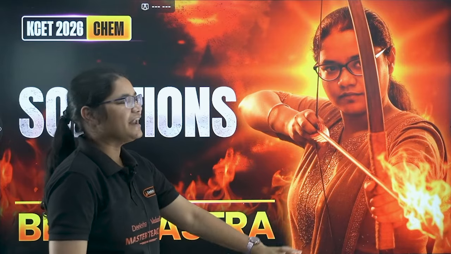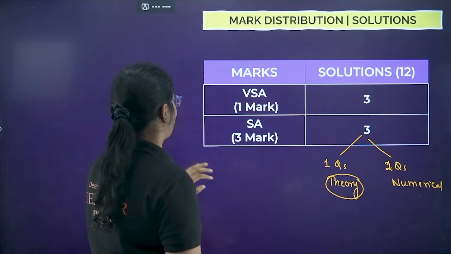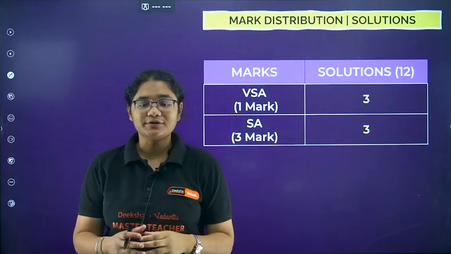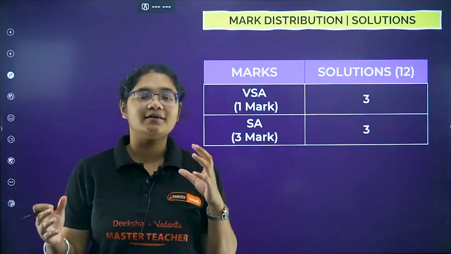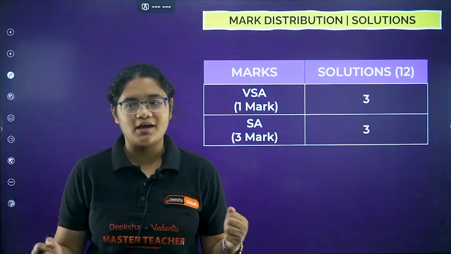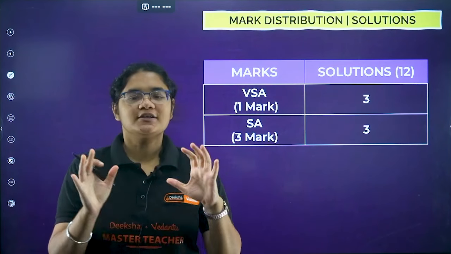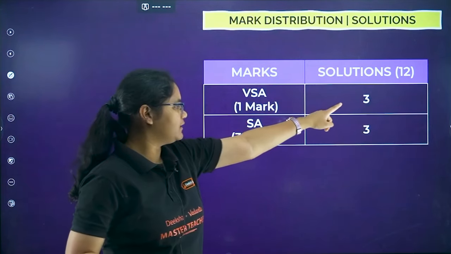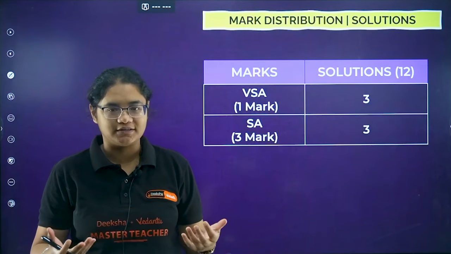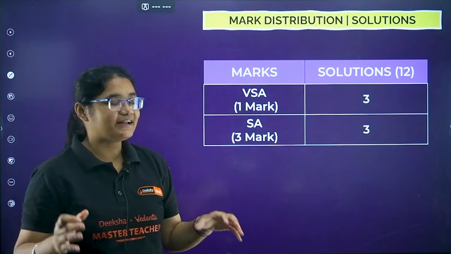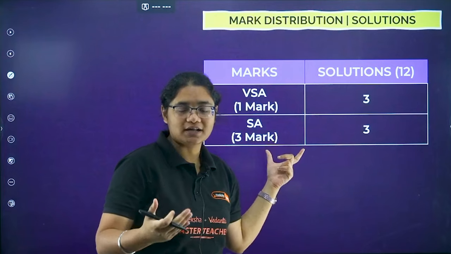So with this note, let's get started with the first chapter, that is solutions, and let's understand its mark distribution. So students, let's first understand the blueprint or the weightage of this chapter, how many questions will be asked, and which type of questions will be asked. First of all, the solutions chapter carries 12 marks, and from that 3 will be your VSA, meaning very short answer questions. It can be either in the form of MCQs or fill in the blanks, and the rest 3 marker will be your long answer questions.